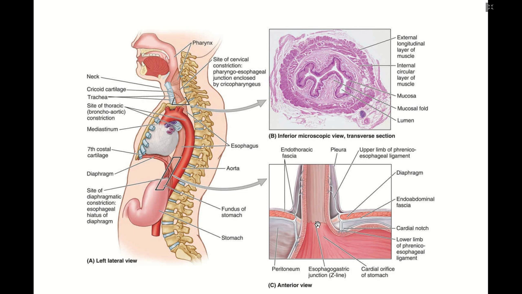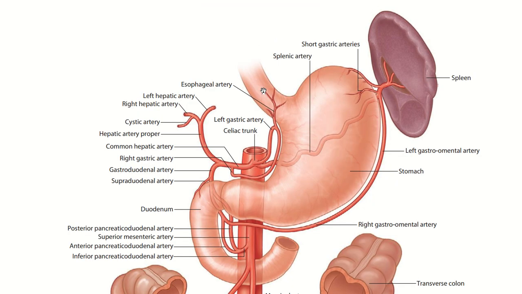You understand now? Good. So let's take a look at the blood supply, innervation, and venous drainage of the esophagus, especially focusing on the abdominal esophagus. Right, so let's take a look at the blood supply of the esophagus.